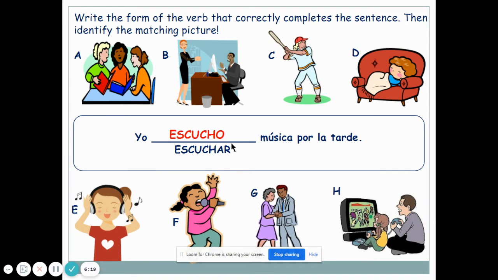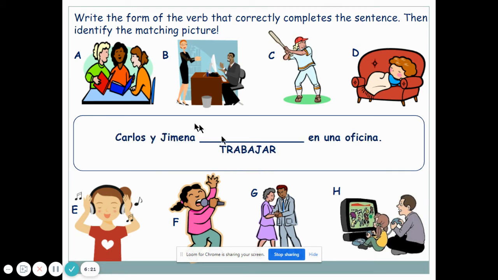Escucho música por la tarde. Carlos y Jimena, I'm not including myself, so this is them, it's they. Carlos y Jimena, ellos, trabajar en una oficina. What ending do you put? Do you enter? Trabajan. Carlos y Jimena trabajan en una oficina. Okay?